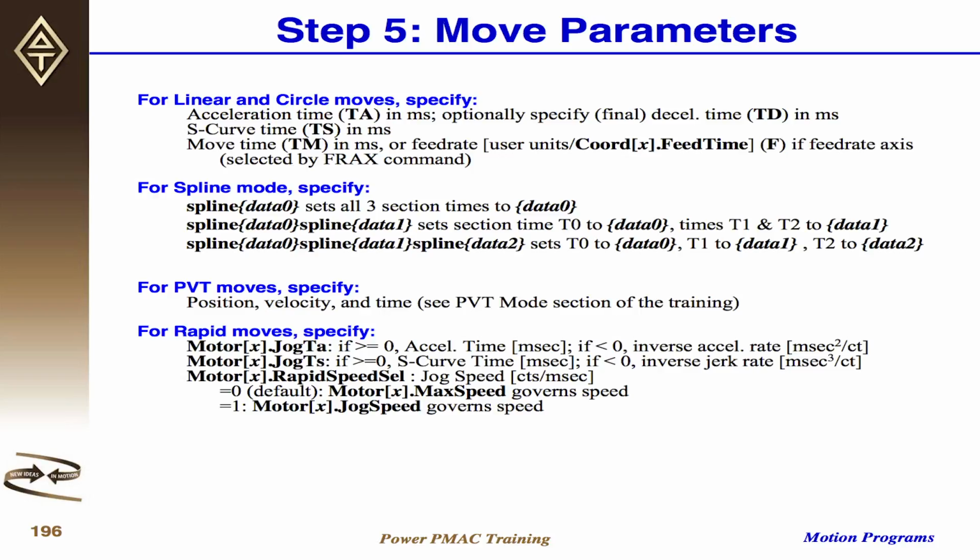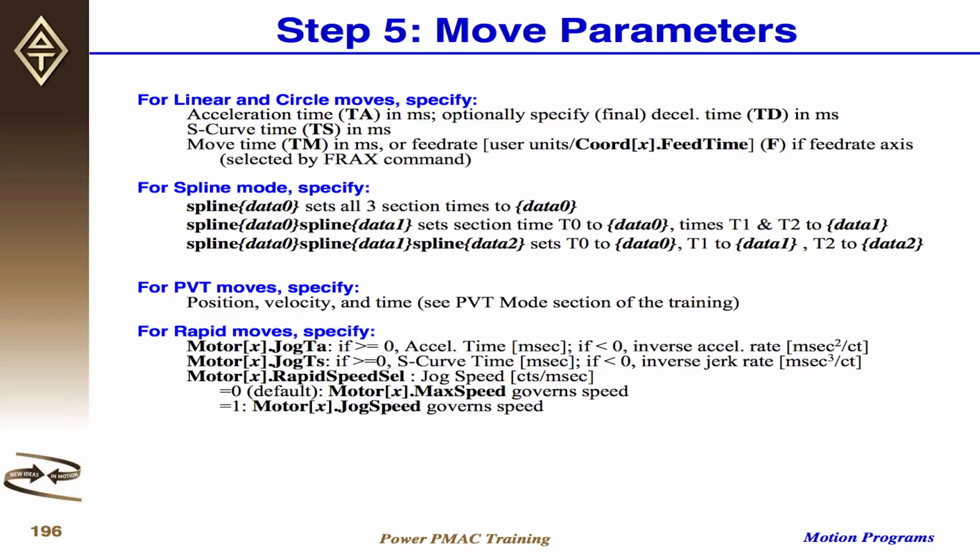So if motorx.jogTA is positive or greater than or equal to 0, you're specifying an acceleration time in milliseconds. If it's less than 0, then you're specifying acceleration rate in inverse units. So if you want to compute the rate of acceleration, you figure it out in units of counts per millisecond squared, then you invert it and add a negative sign, and then write that to jog TA.